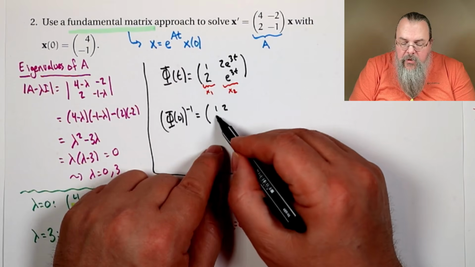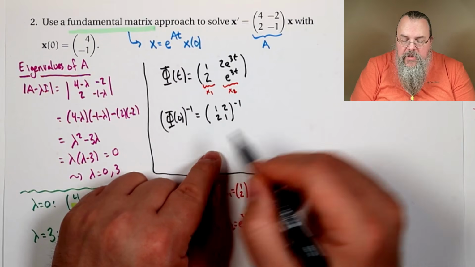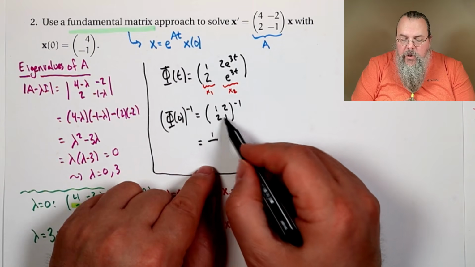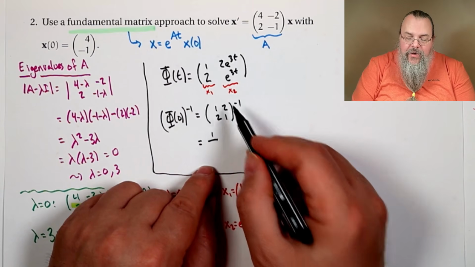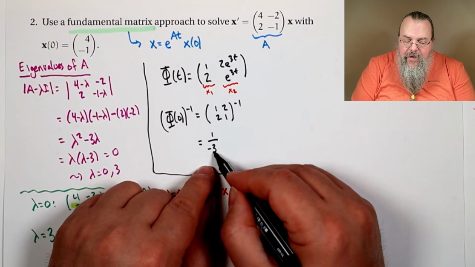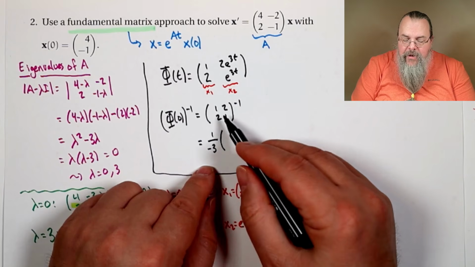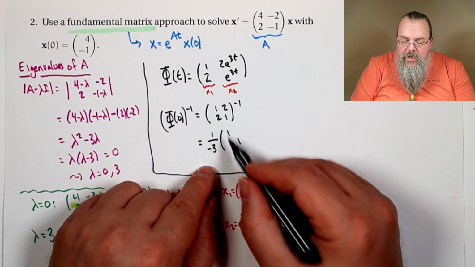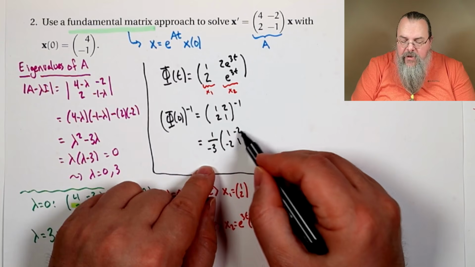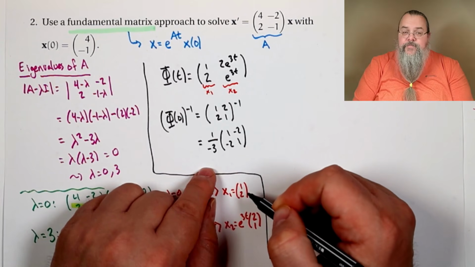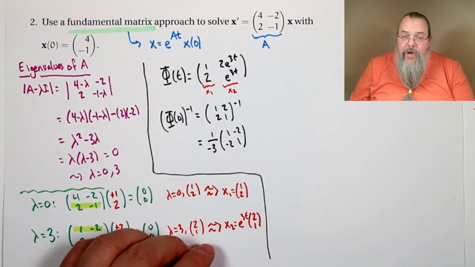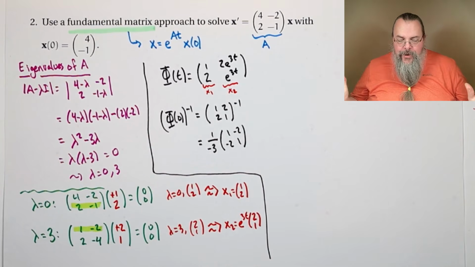1, 2, 2, 1. Inverse. So that would be 1 over 1 subtract 4. That's negative 3. And flip the diagonals: 1, 1. Change the signs in the off diagonals: minus 2, minus 2. All right. Now, we're ready. Here we go.